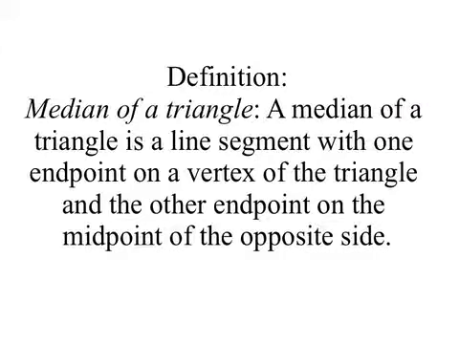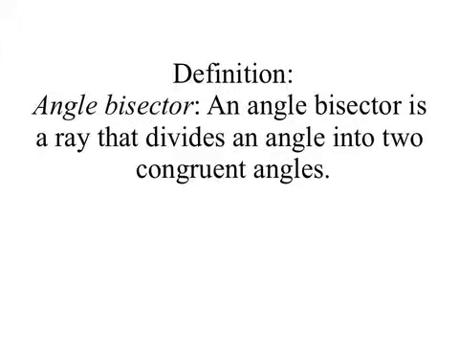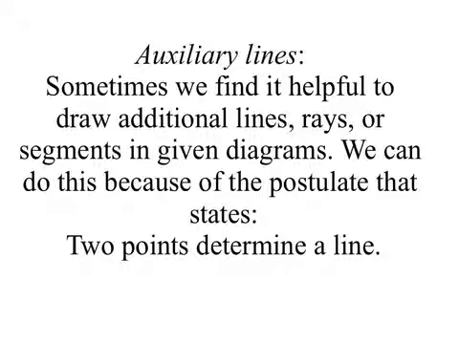In this lesson, we've looked at the definition of a median of a triangle. We've also looked at the definition of an altitude of a triangle, and an altitude of a triangle is often called the height. And we took another look at the definition of angle bisector. And finally, we looked at auxiliary lines. We use auxiliary lines quite a bit, and we can draw auxiliary lines because 2 points determine a line.